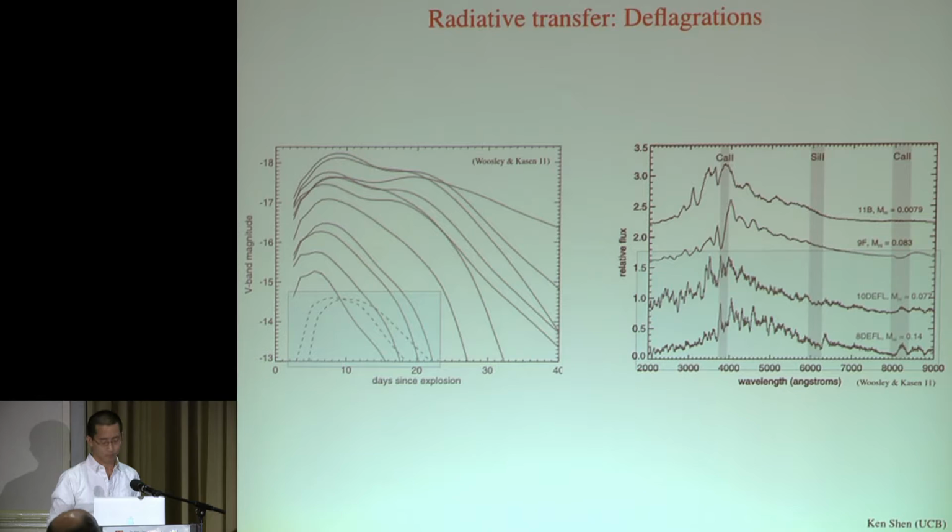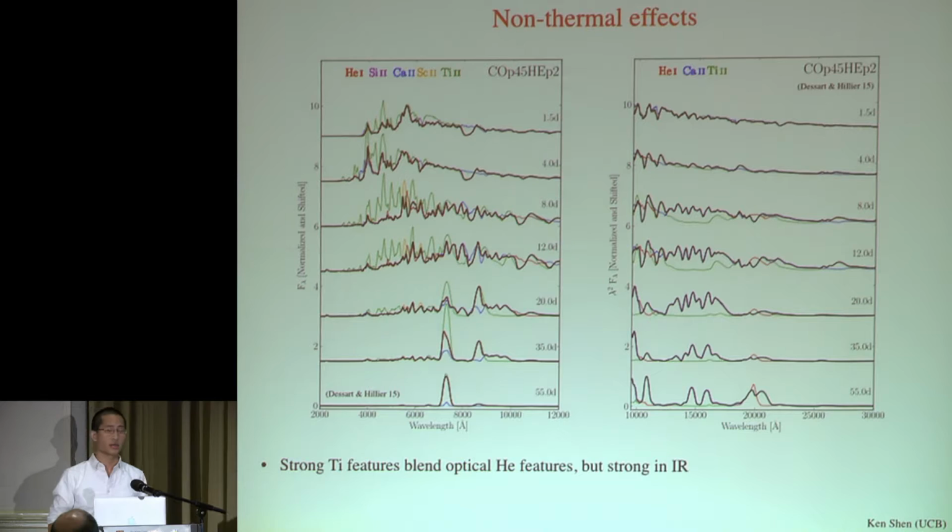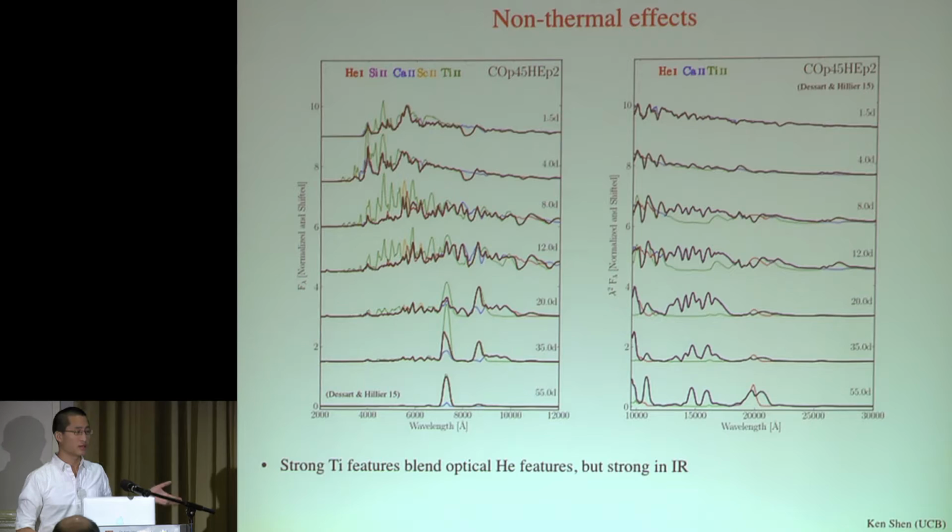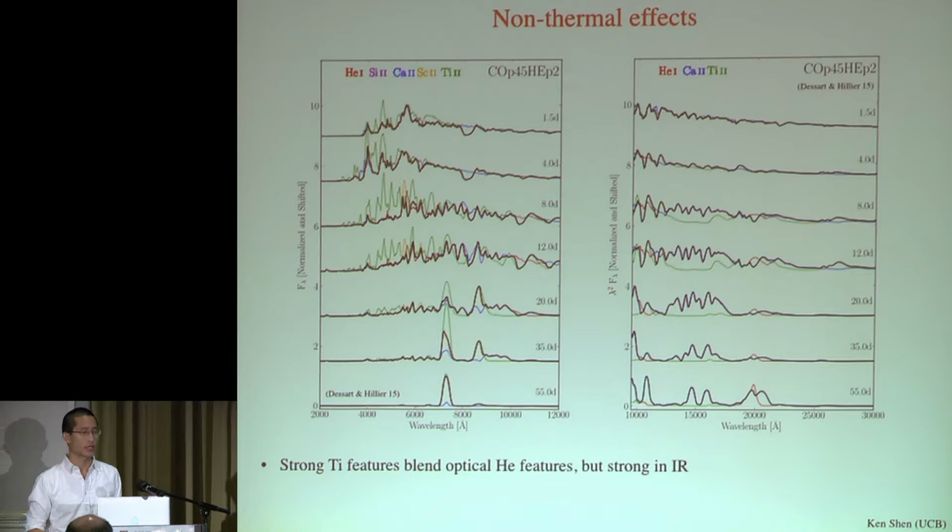All right, so getting back to the question of helium excitation, in all these models there's a ton of unburnt helium, so you might expect to see it. The problem is that helium is being excited non-thermally, and so if you don't have that in the radiative transfer code, you won't see it. To date, there's been one time-dependent study looking at the effect of non-thermal helium excitation, done by Luc Dessart and Hillier last year.